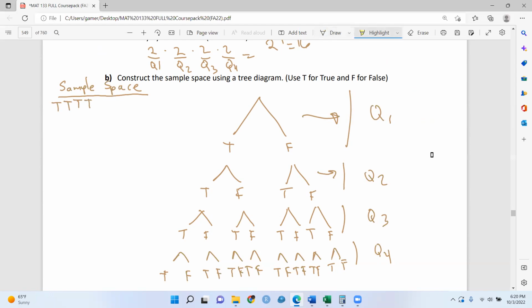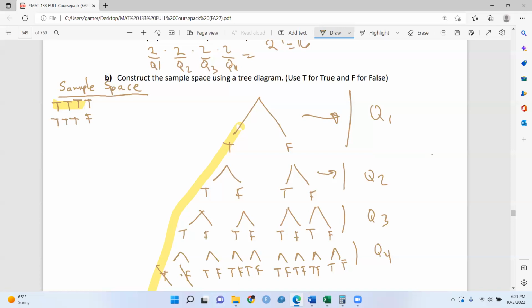Because here's that one. And then the next one is true, true, true, true, false. And I think I'll leave this for you all to fill out. That's that one. And then we get this one, and so on and so forth. All right, so the top is Q1. The second row would be Q2.